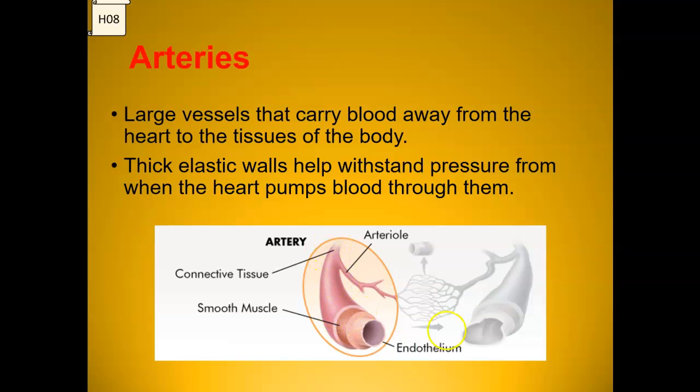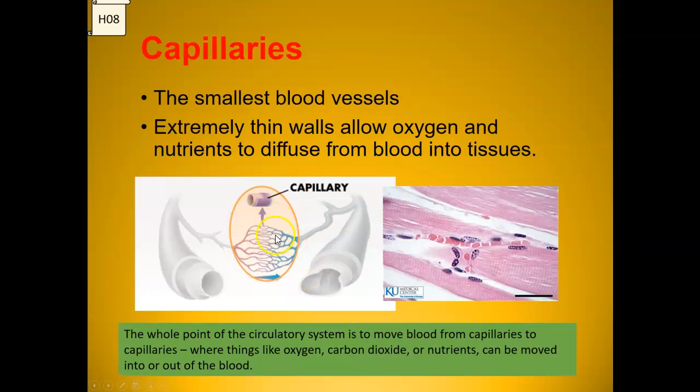And that helps force the blood to move through and eventually branch off into the arterioles and into the capillaries, which gets us to our capillaries, the smallest blood vessels. It's important to note that the whole point of the circulatory system is to move blood from capillary to capillary. We can transport things like oxygen, carbon dioxide, nutrients, or waste, but all of that is going from capillary bed to capillary bed, right? So as a result, this is where we're doing the exchange.